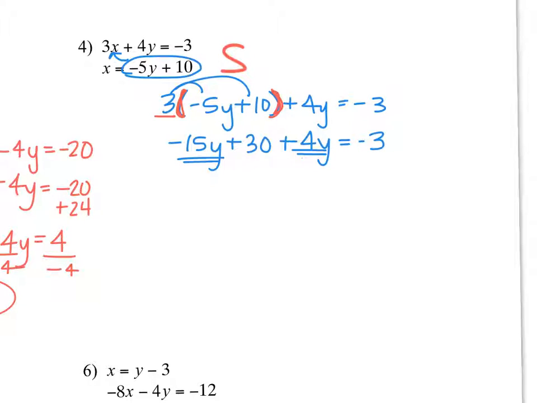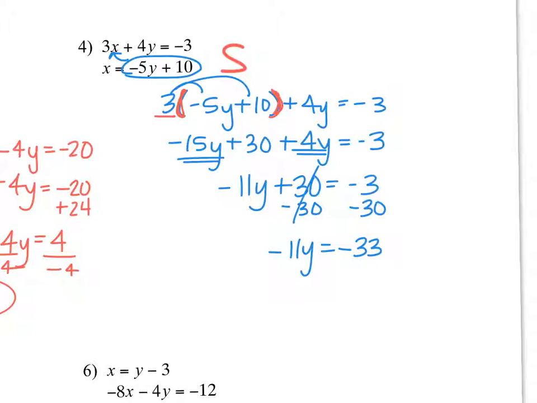I've got variables on the same side, so we're going to combine them. Don't use opposites, just add. Now, I do have to move this 30 across the equal sign, so I'm going to use opposites to do that. And then we want to divide. So I'm going to have y as positive 3.